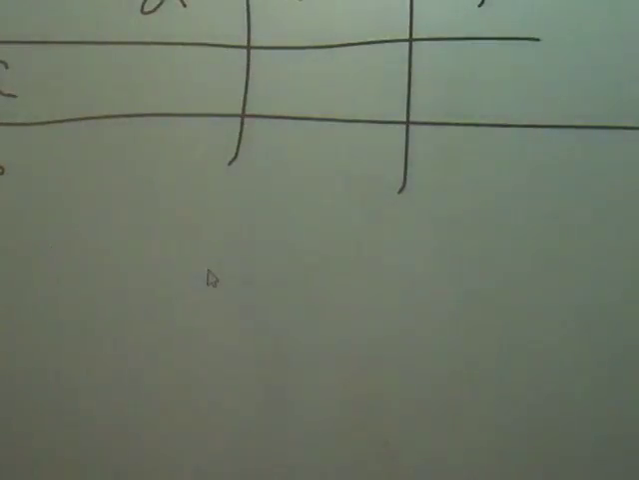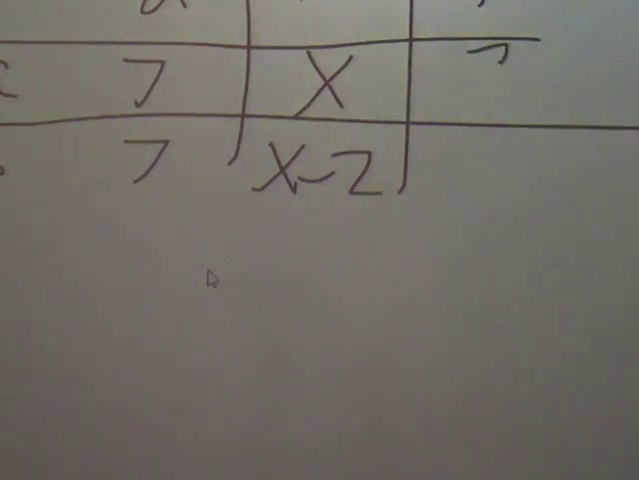Her rate rowing back was 2 miles an hour less than her rate rowing across. So if she rowed X across, coming back she rowed 2 miles an hour less than that, so X minus 2. It tells you that the total distance she went each way was 7 miles, so there's your D column. We know distance equals rate times time, so if we're trying to solve for time, you would divide. So this would be 7 over X, and this would be 7 over X minus 2.